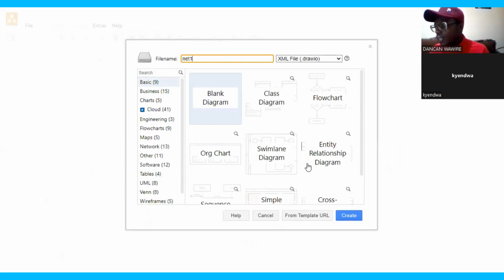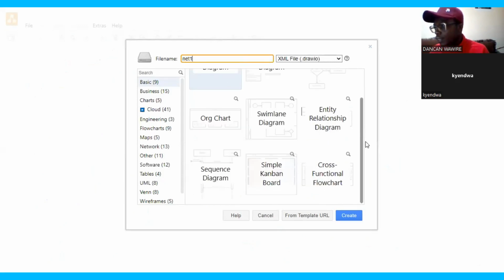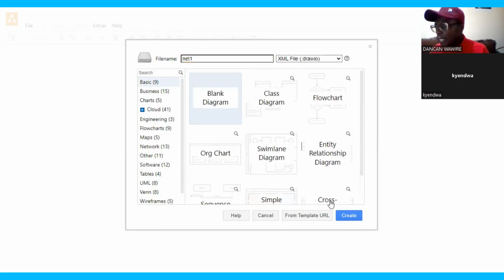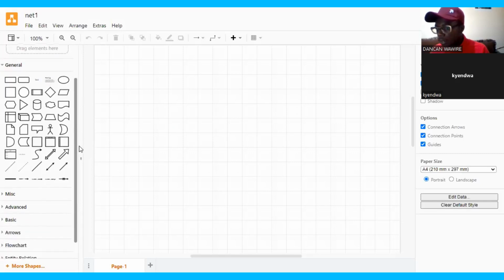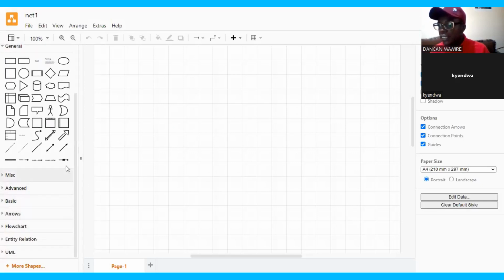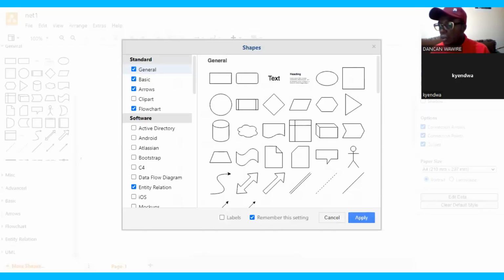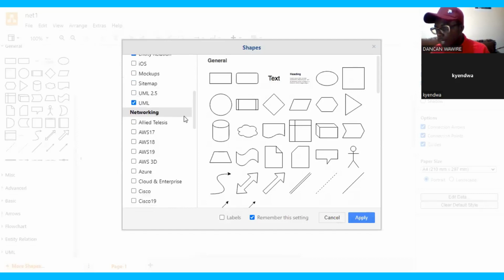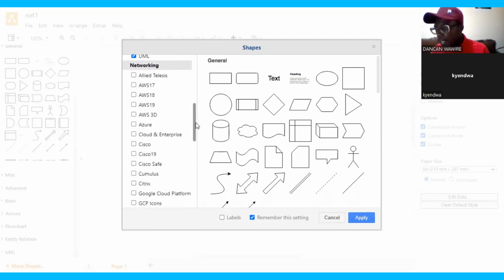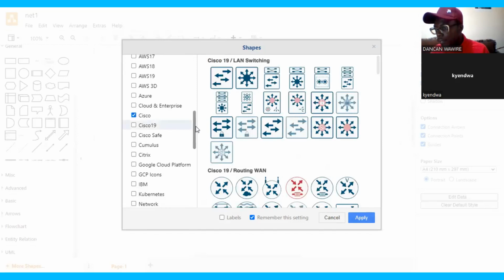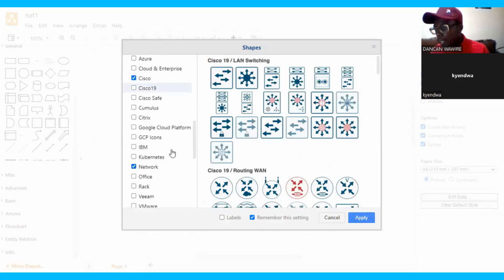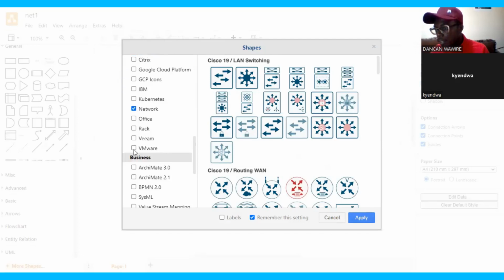You can pick any if you want. Since it's not a network template anyway, I'll pick a blank one, then say create. Once you create, scroll down here. Currently, you don't see anything concerning network, so you click on more shapes. Then scroll down under networking. Then you can check Cisco, Cisco 19, Network. Just anything that deals with network.